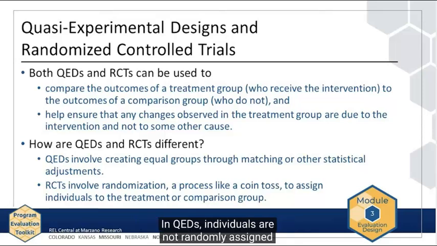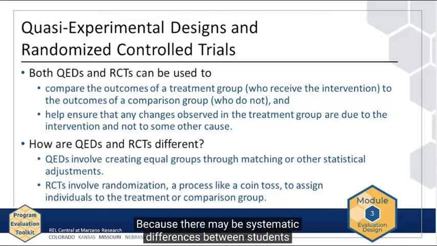In QEDs, individuals are not randomly assigned to groups because of ethical, practical, or other constraints. For example, the AMP funder may require that all students interested in the program be allowed to participate. Because there may be systematic differences between students who participate in the program and those who don't, QEDs use matching or other statistical adjustments to create treatment and comparison groups that are as similar as possible to one another.